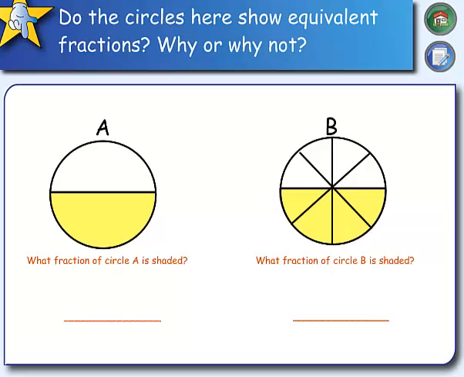Looking at these 2 circles, do they show equivalent fractions? Well, looking at circle A, 1 piece is shaded out of 2, or 1/2. In circle B, we have 4 pieces shaded out of 8. So yes, they are equivalent fractions. Exactly the same amount is shaded on both of them. They're just cut into different size pieces.